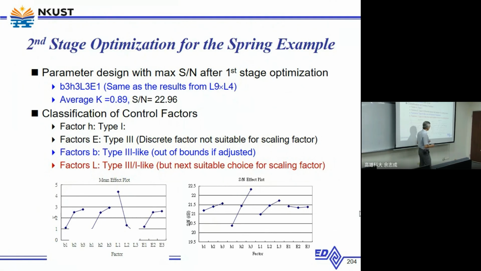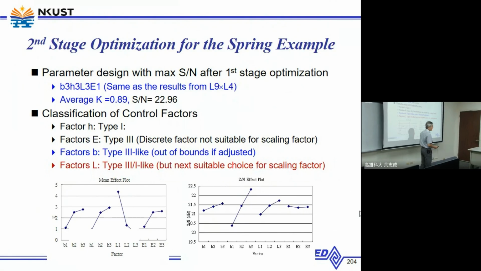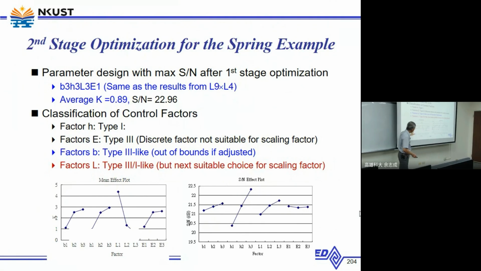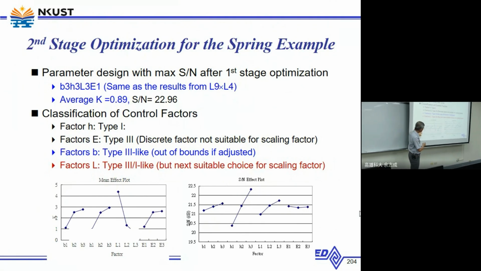Right? So the next one still, you want to find out which one could be the scaling factor. Even though this one is a perfect type 3, this one, Young's modulus E, cannot be a scaling factor. How about B and L? Well, they all have some influence, right? On the mean, but the SN has some influence. Some might choose B, since B has a smaller influence. So if you want to choose one factor as the scaling factor, then B could be the one.